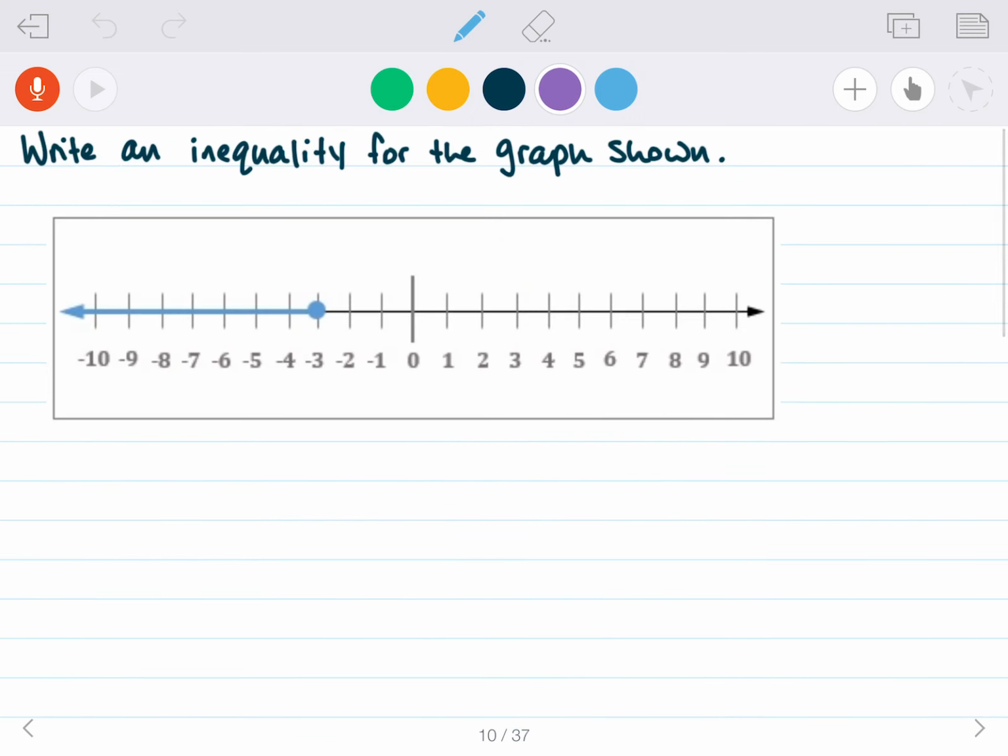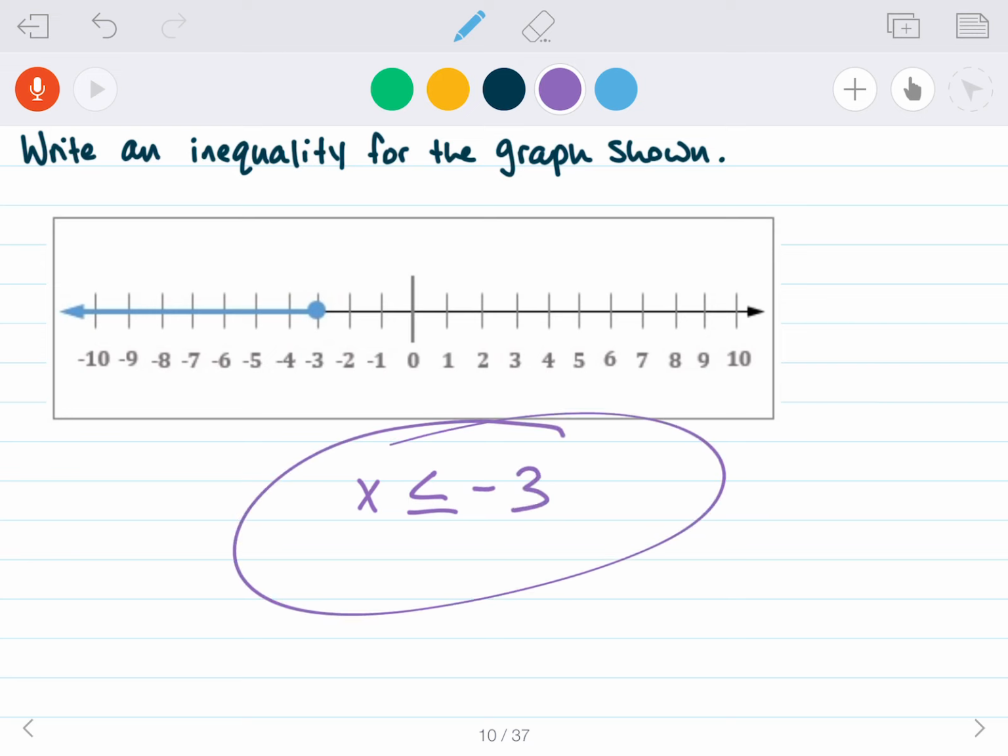Let's do another example. All right, let's use x again. So this time I am including -3 in the set, as well as everything to the left of -3. So everything less than -3, but it also could equal -3 because of the closed dot. So I could say that x could be less than or equal to -3. And that is my answer there. That is how I can express what this set is.